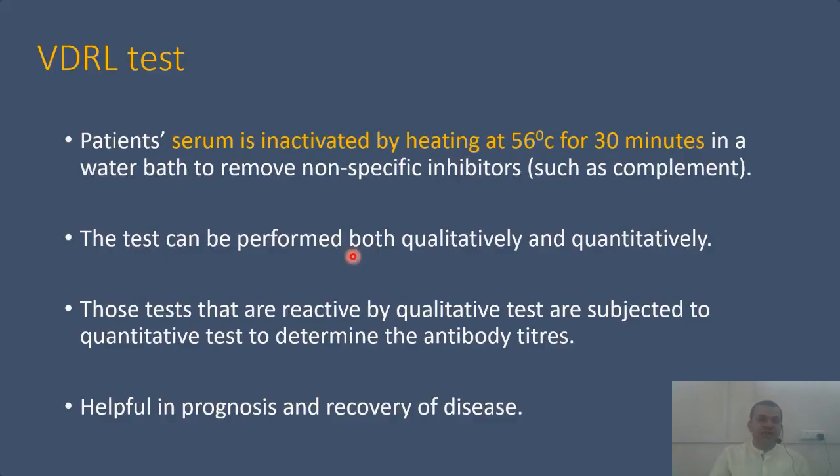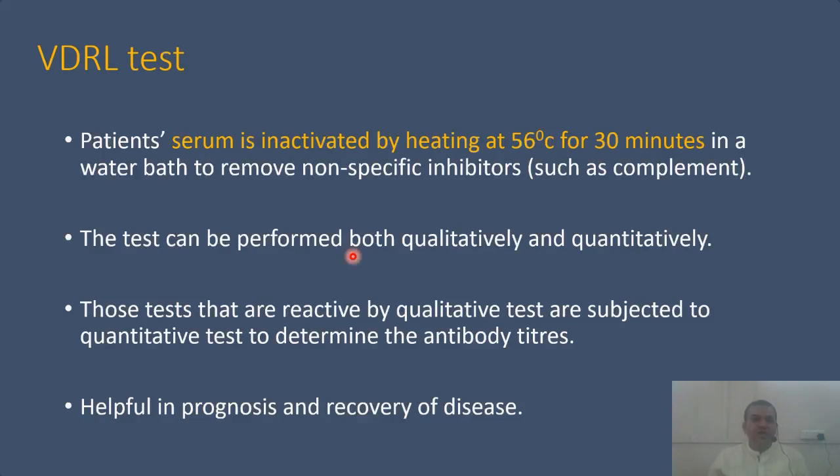Now we will see the VDRL test. We know the Venereal Disease Research Laboratory test is a test used on the patient serum for the diagnosis of Treponema pallidum. Here the serum is not used directly. It has to be inactivated because the serum itself contains some non-specific inhibitors, globulins, or the complement system and all this. So whenever we apply a cardiolipin antigen, there will be a cross reaction. Therefore these non-specific inhibitors have to be removed or deactivated.